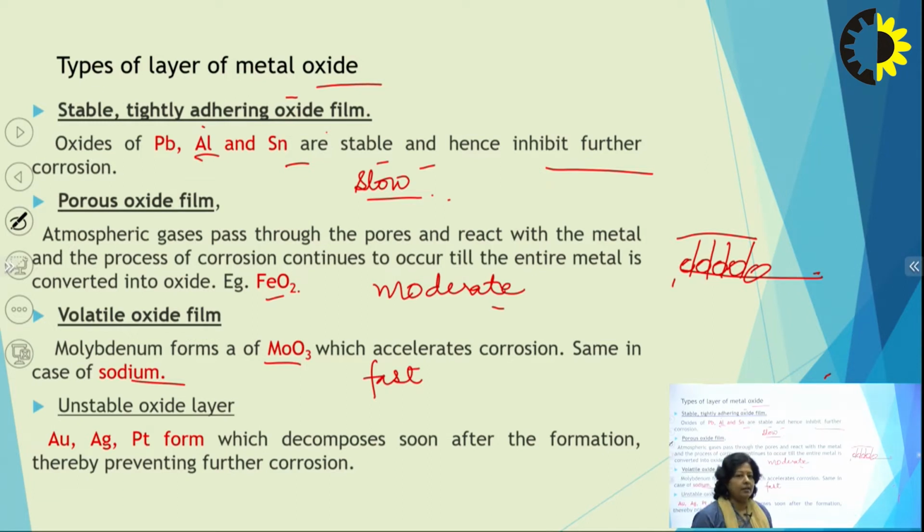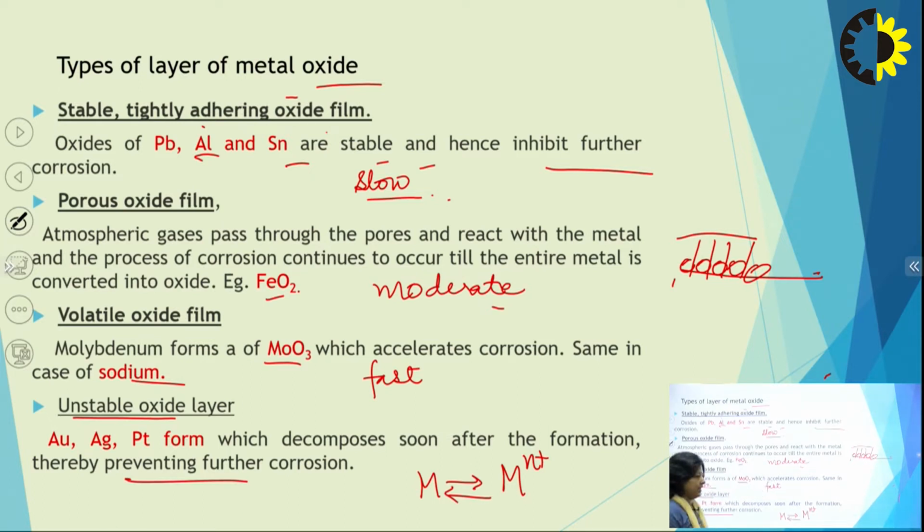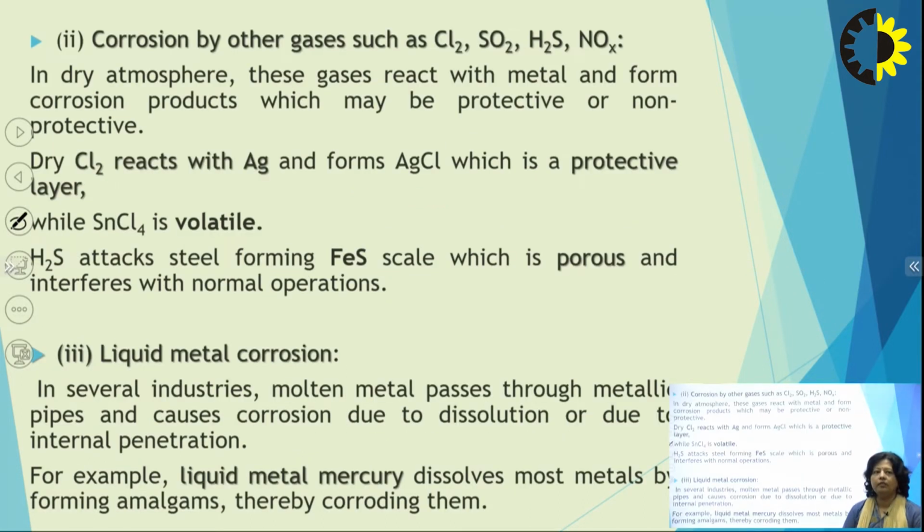And the last type is when an unstable oxide layer is formed. What does it mean? M is converting into Mn positive, but this Mn positive is not stable. It is again converting into metal, so there is no corrosion here. In the case of gold, platinum and sometimes silver, which are referred to as noble metals, no further corrosion is seen, and that is why they are referred to as showing no corrosion.